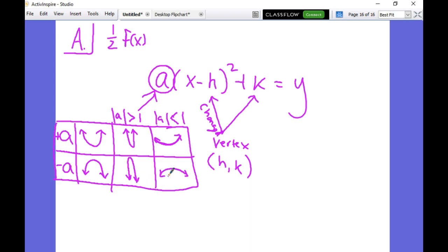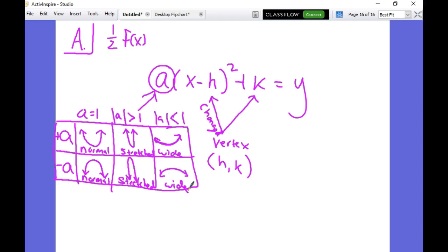Over here, this is a normal looking parabola. So it's going to be like a normal size shape. Normal, whatever that means, right? Anytime a equals 1, we're going to call it normal. If a is greater than 1, we're going to call it stretched and skinny. If a is less than 1, like a fraction or something, it's going to be wide or compressed. Okay?